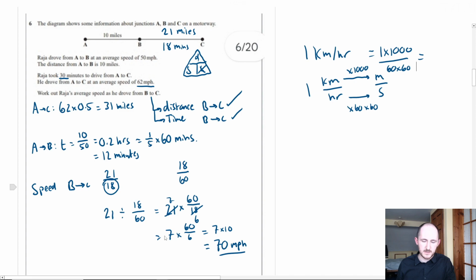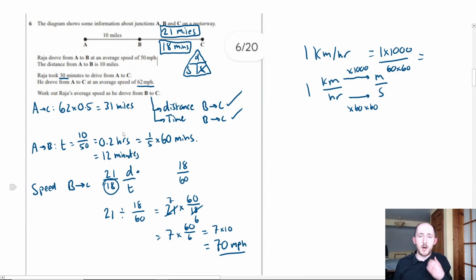I don't get the last part from speed B. Okay, so I'm assuming this part here, right? To get the speed from B to C, I'm doing the distance over the time. The distance is 21 miles, because that's what we worked out, and the time is 18 minutes. But we want the speed in miles per hour. So what I've had to do is change 18 minutes into hours by just doing 18 over 60. Okay? I hope that makes a little bit more sense.